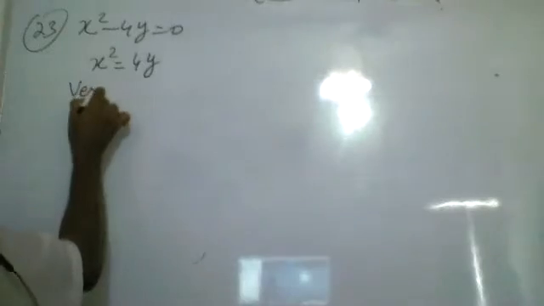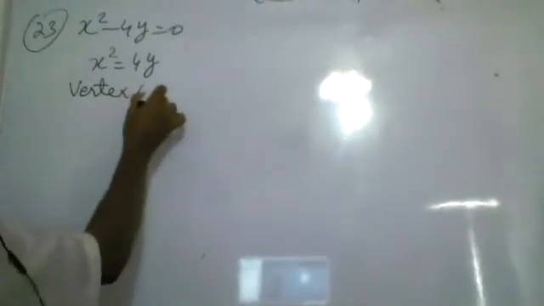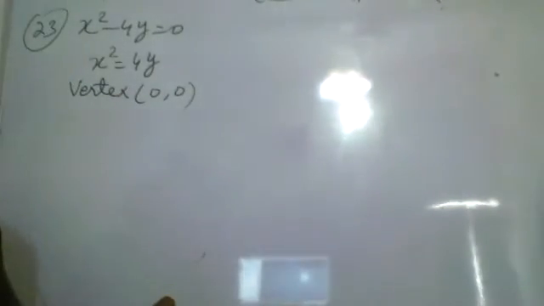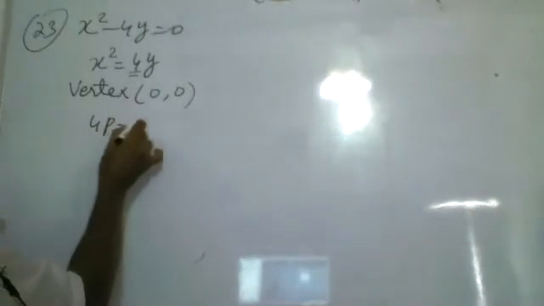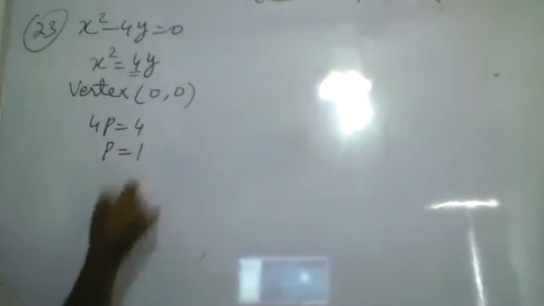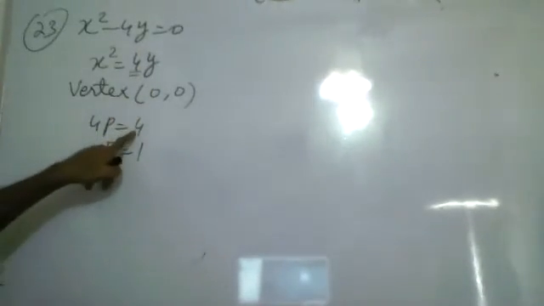That means the vertex will be at the origin, because x square means x minus 0 whole square, and y means y minus 0. Now 4p is equal to 4, so p will be equal to 1. So this is 4p. If it is y square is equal to 4x, then the coefficient of x will be 4p, and here p will be 1.